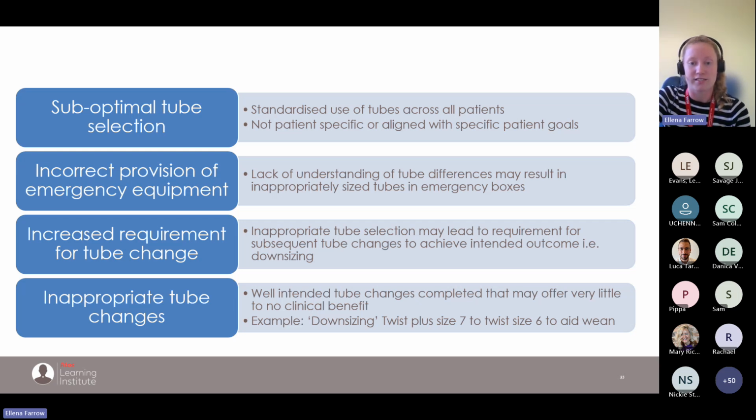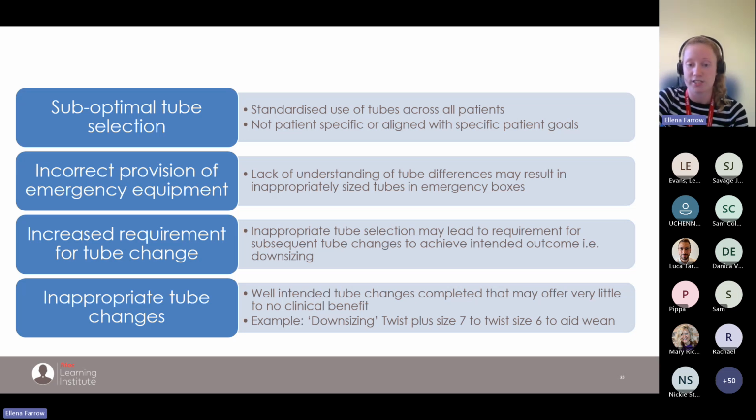So for instance, if you don't recognize the differences between Twist and Twist Plus, then a clinician might assume that a patient struggling to wean with a size 7 Twist Plus would progress better by downsizing. But if you don't understand your dimensions, you might then think, I'm going to downsize them to a size 6 Twist.